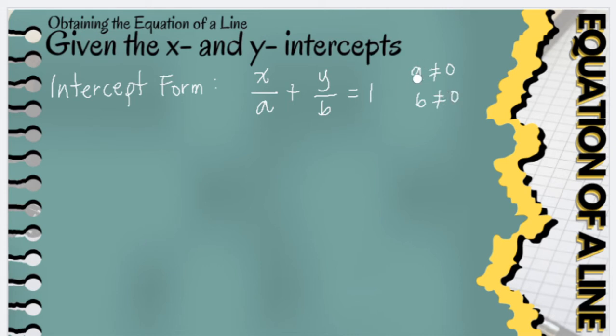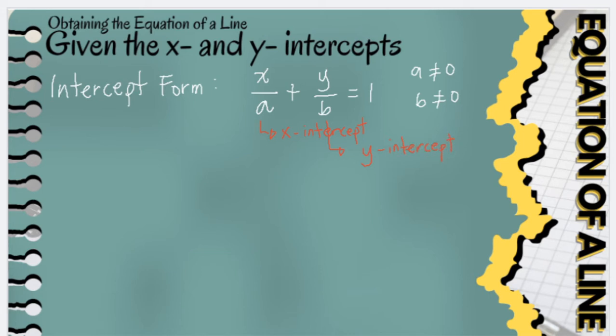Ang a natin, ito yung ating x-intercept. Okay? Ang ating a, again, is our x-intercept and b is our y-intercept.